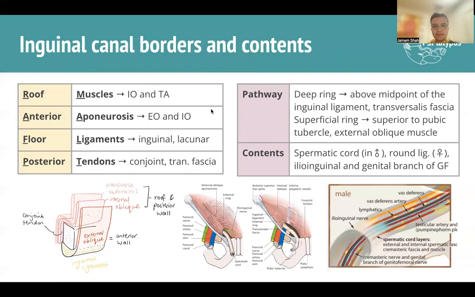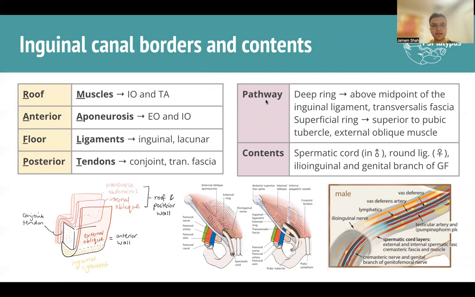In terms of pathways, you've got the deep ring or the internal ring, which, if you were to palpate it, is above the midpoint of the inguinal ligament. And it's formed by the transversalis fascia kind of rolling in on itself. Then the superficial or external ring is superior to the pubic tubercle, and it's formed by the rolling up of the external oblique muscle. Now, of course, why is this all relevant?